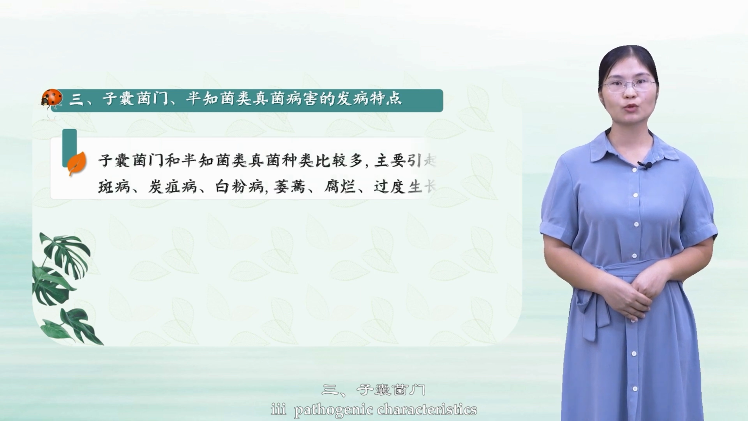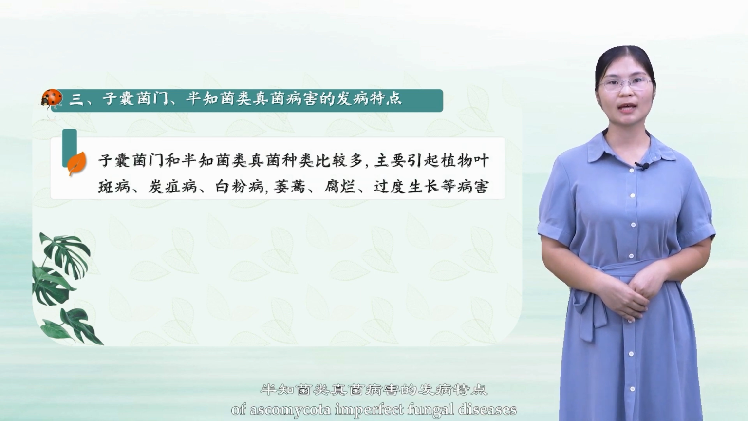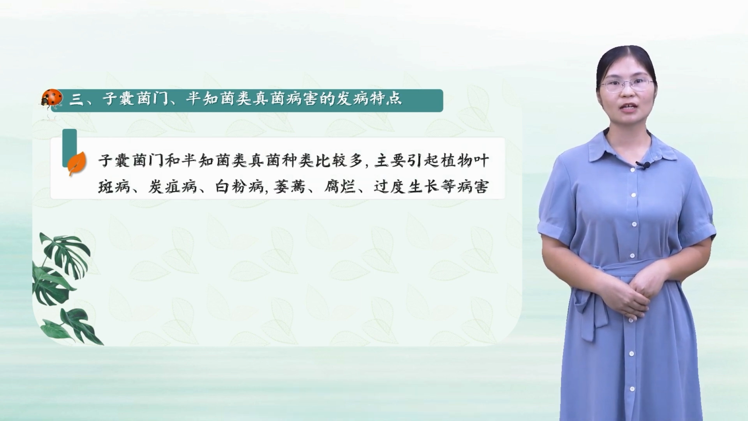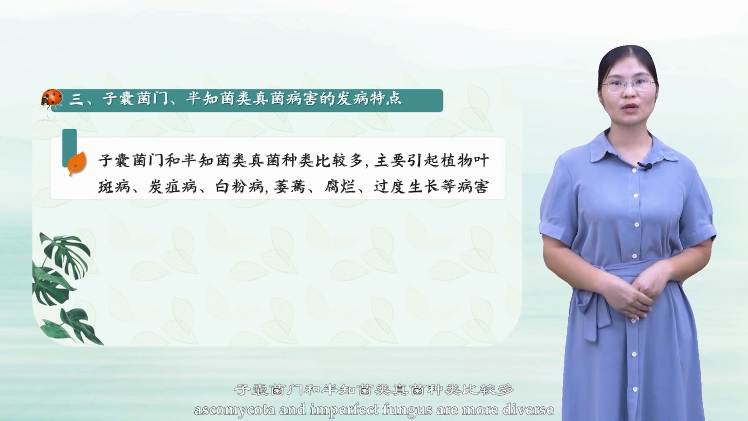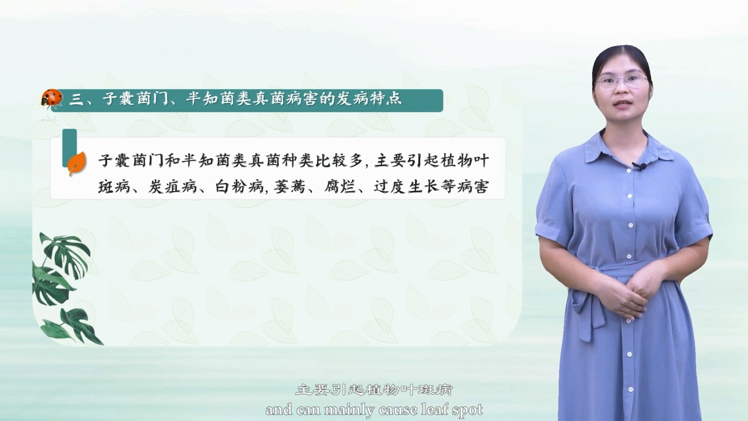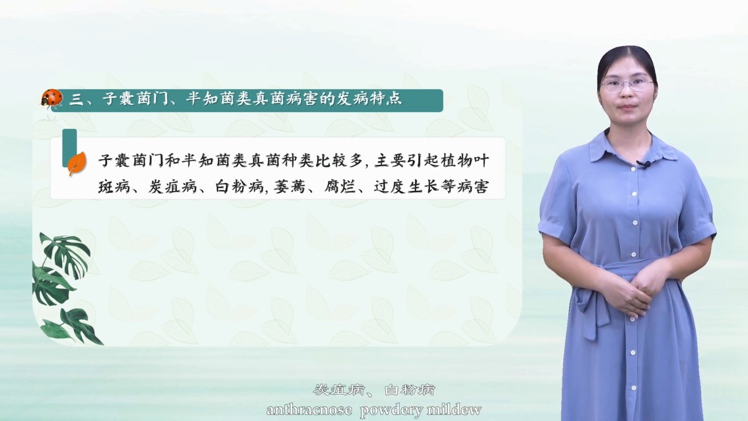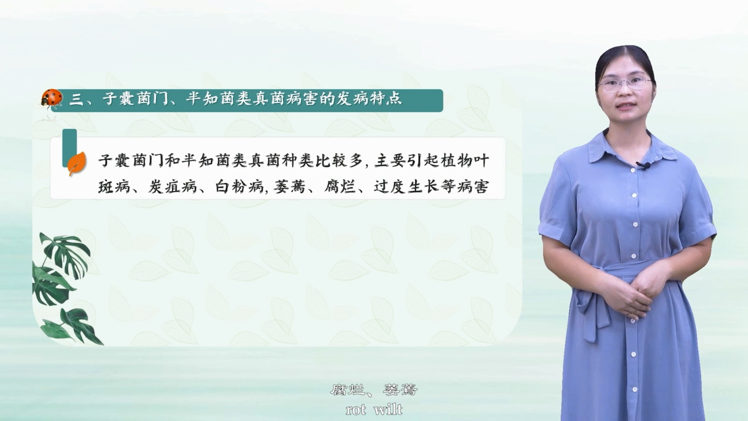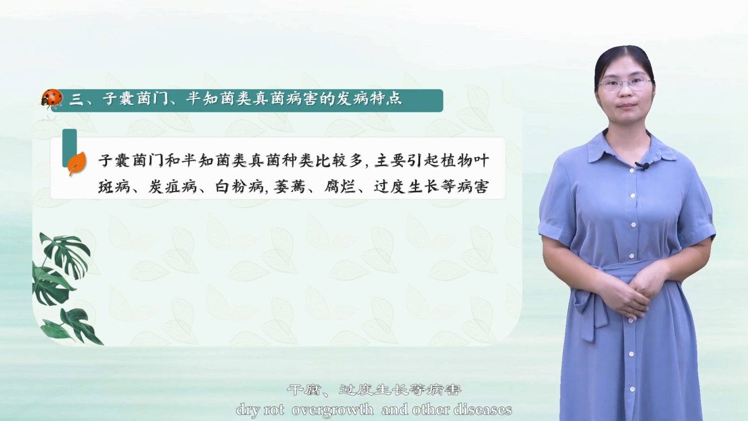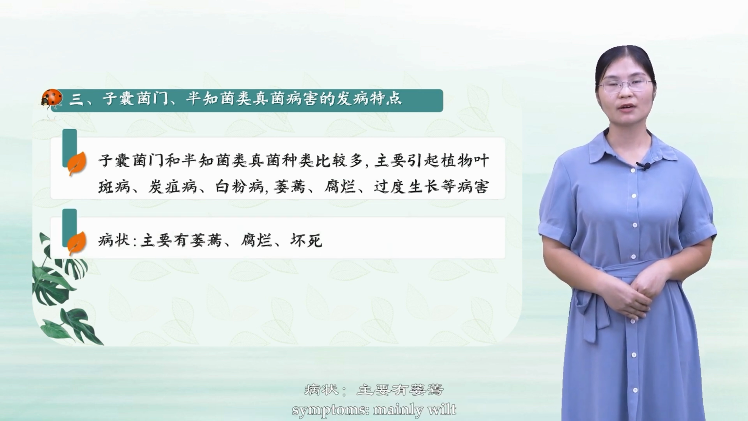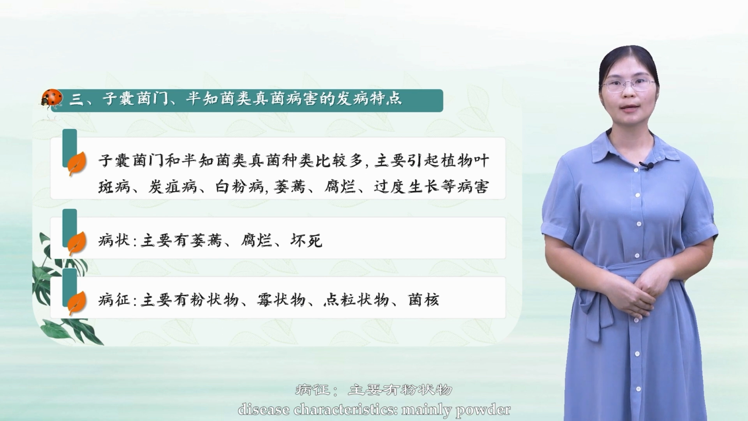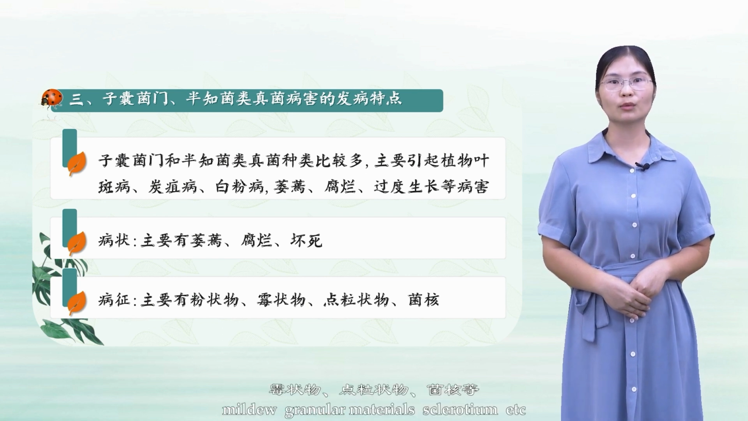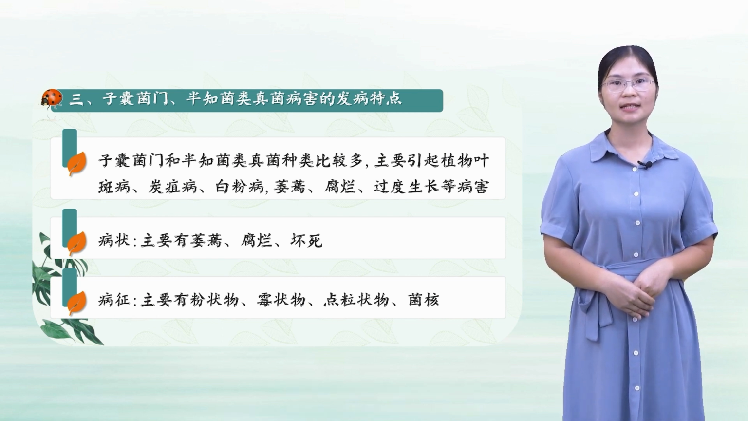3. Pathogenic characteristics of Ascomycota imperfect fungal diseases. Ascomycota and imperfect fungus are more diverse and can mainly cause leaf spot, anthracnose, powdery mildew, rot, wilt, dry rot, overgrowth, and other diseases. Symptoms: mainly wilt, rot, necrosis. Disease characteristics: mainly powder, mildew, granular materials, sclerotium, etc.